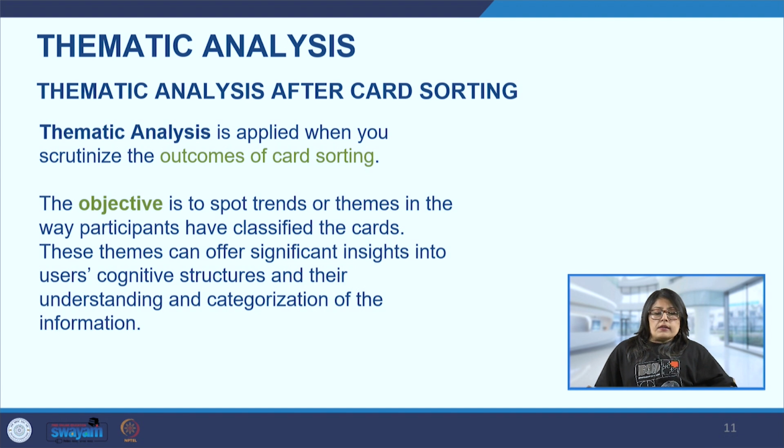And now thematic analysis after card sorting is when we have scrutinized the outcome of the card sorting, and the objective here is to spot trends or themes in the way that the participants have classified the cards. These themes can offer insights into users' cognitive structures and their understanding and categorization of the information: how do they look at these cards, how do they interpret this information, and how are they categorizing it.